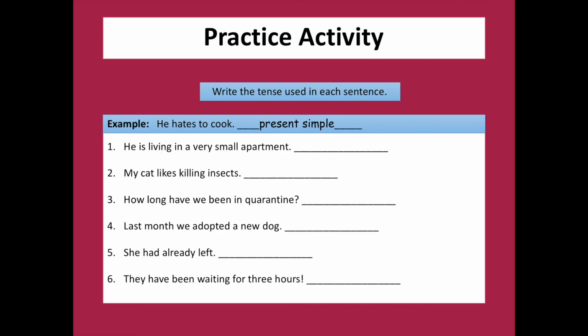Now it's your turn to do the same thing. For the practice activity, there are 6 sentences. First, look for the verb and then write what tense the verb is used in. Good luck!